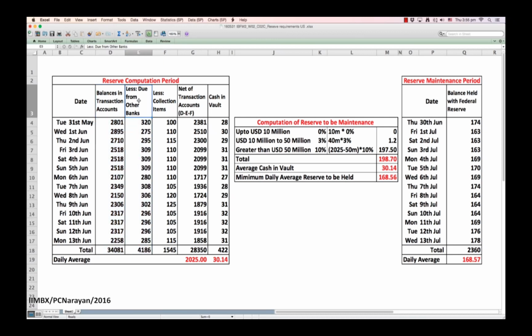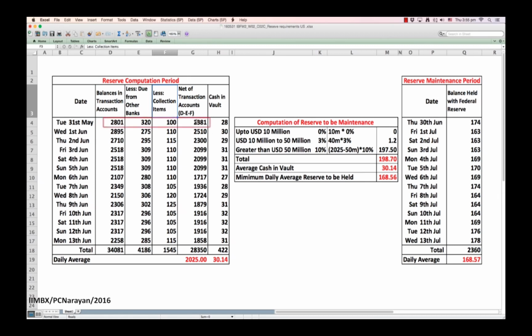In this column we have the total amount due from the banks, that is due to interbank transactions. The next column is the total of the collection accounts for each of those 14 days, which basically represents amounts that are due to be collected, would probably be realized the following day. Now, the net transaction accounts, as you can see, is the balance in the transaction account minus what is due from the banks minus the collection accounts.